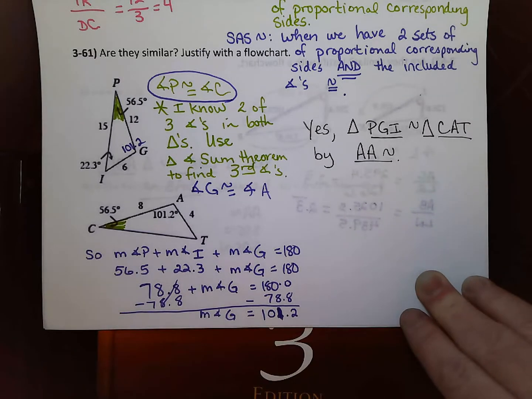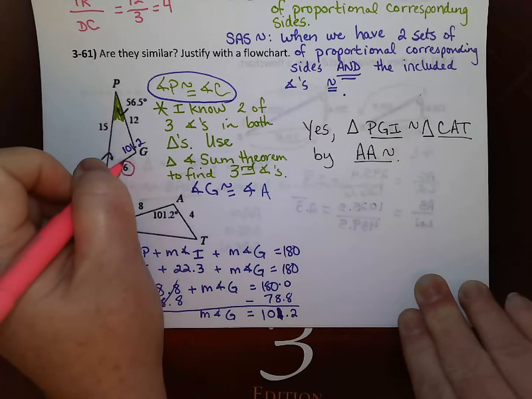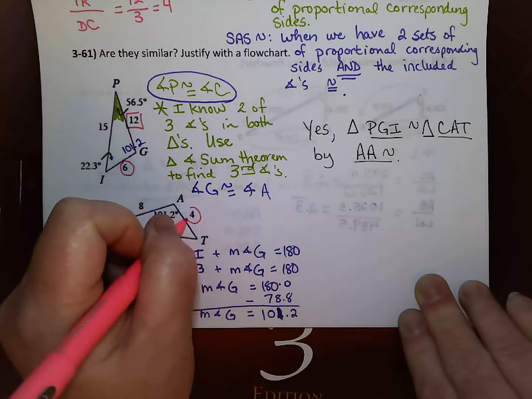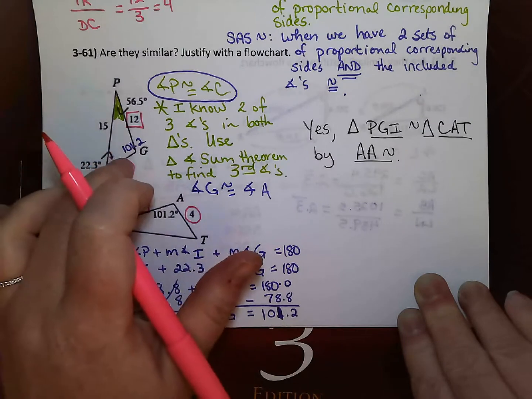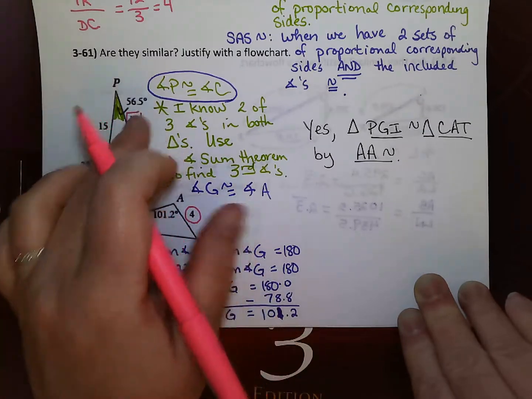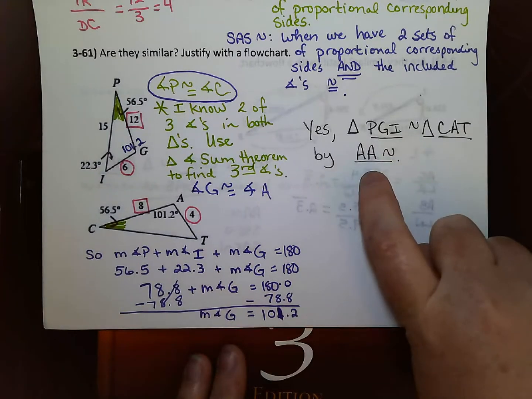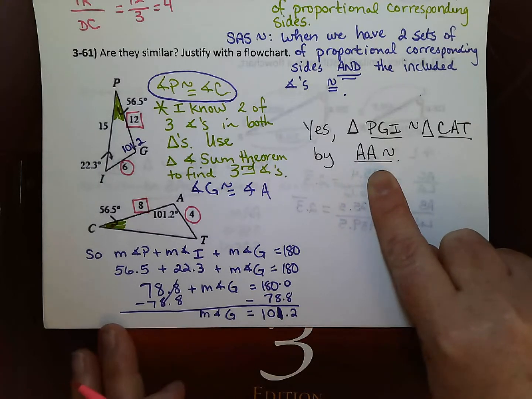But maybe I don't see all those angles, but I do see the fact that I have a shorter side and a longer side, a shorter side and a longer side. So I could compare 6 to 4 and 12 to 8 and get this same conclusion with a different reason. I could use side angle side similarity on this problem as well.